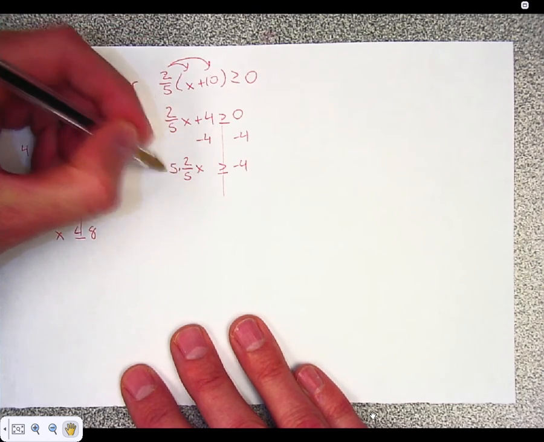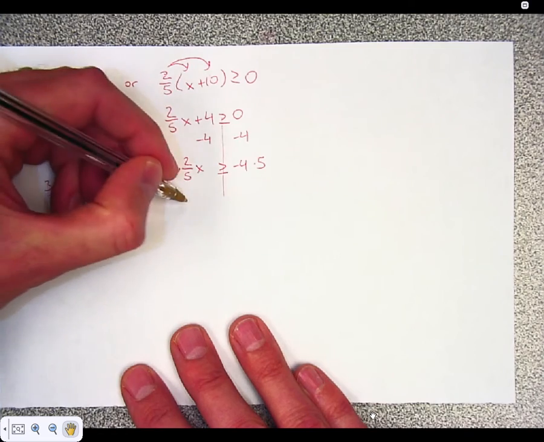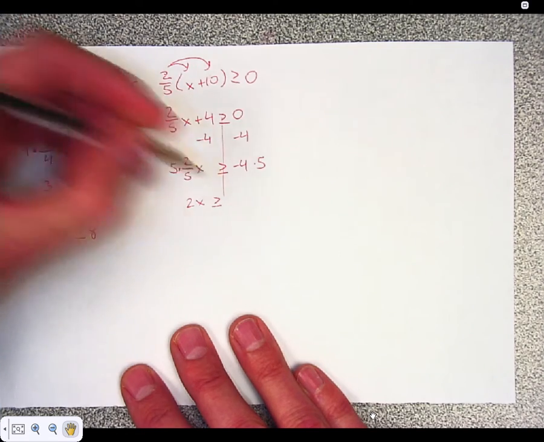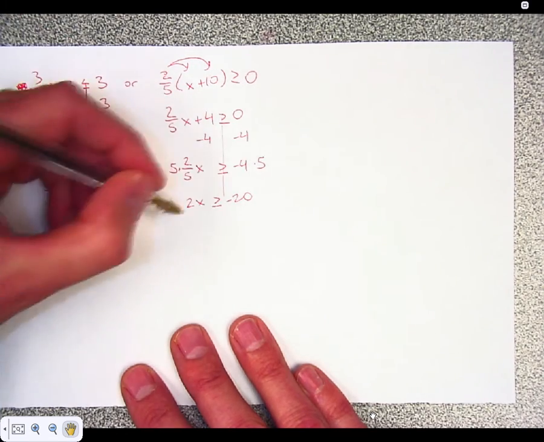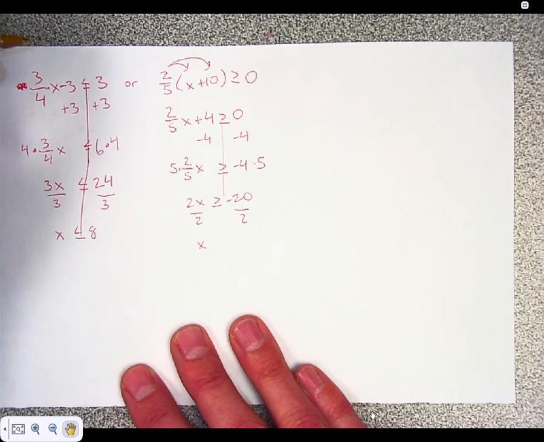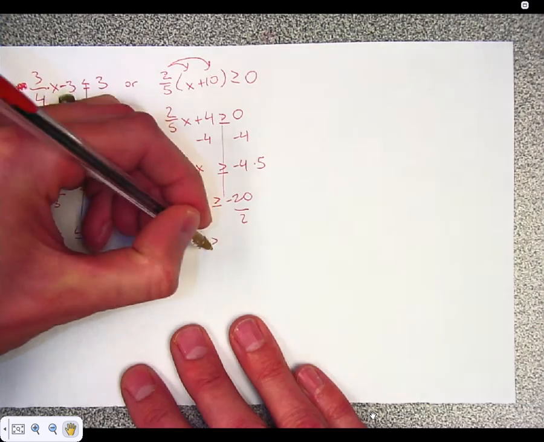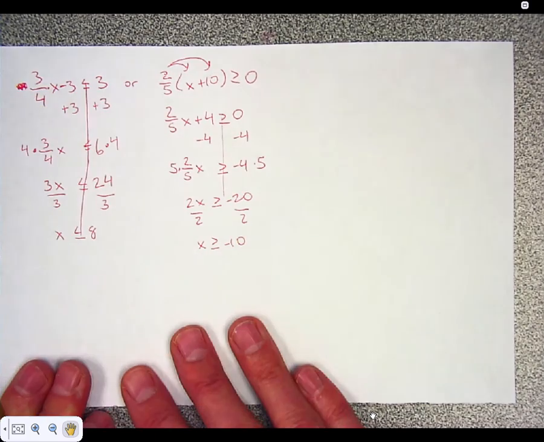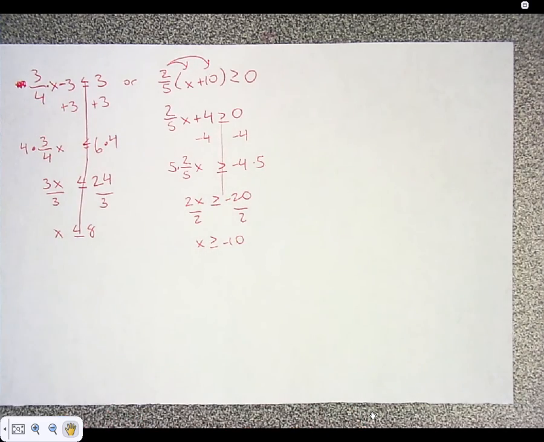I'm going to multiply both sides by 5. I get that 2x is greater than or equal to -20. Divide by 2. I'm going to get that x is greater than or equal to -10. Whew, okay, there we go. So I have my inequalities solved. I've solved for x on those inequalities.